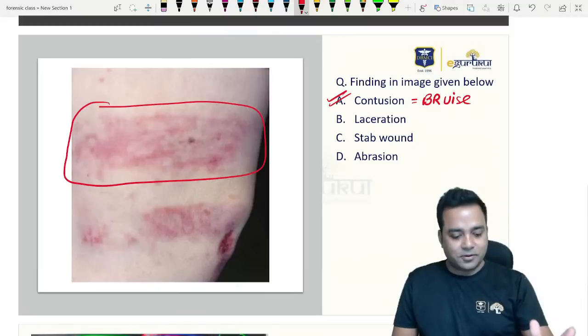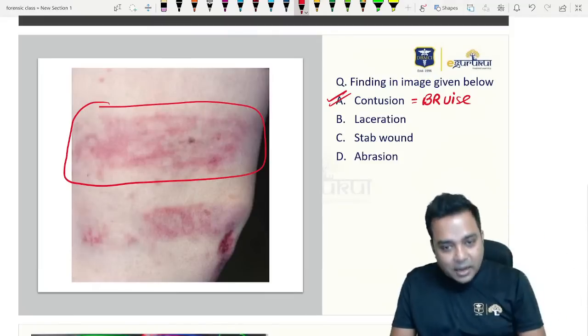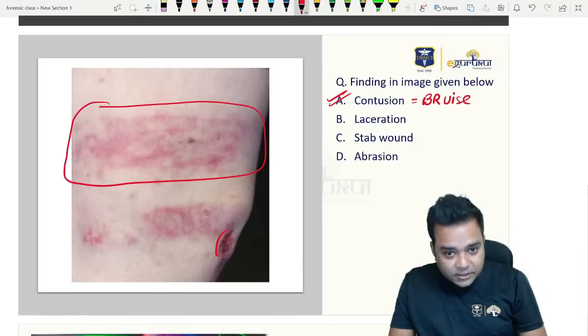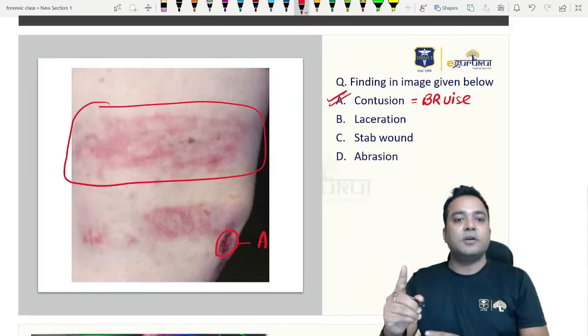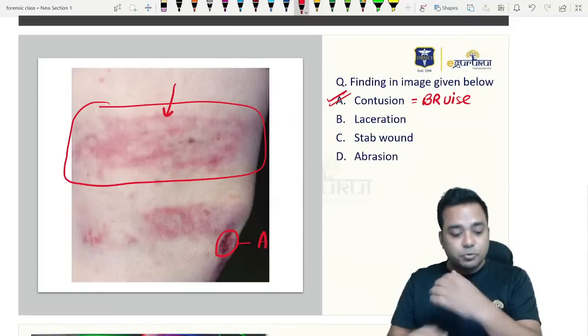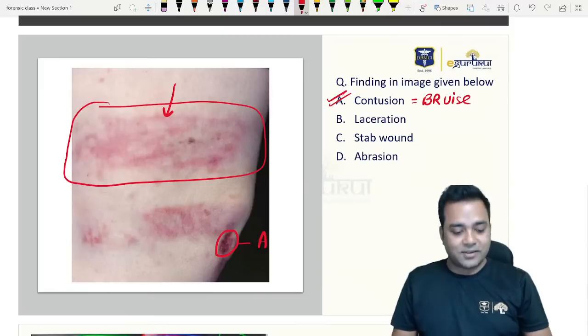Without any doubt. Abrasion कहां पर है इस इमेज में? मैंने वाइव वाले इमेज सेशन में भी बताया. Over here there is a small abrasion. What do you mean by abrasion? Damage of epidermis. If epidermis is intact and I am seeing a color change only, that goes with bruises. That goes with bruises. Abrasion नहीं था ना?